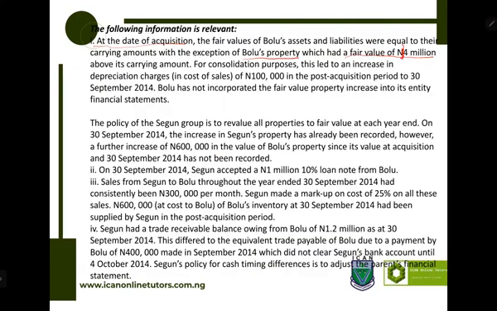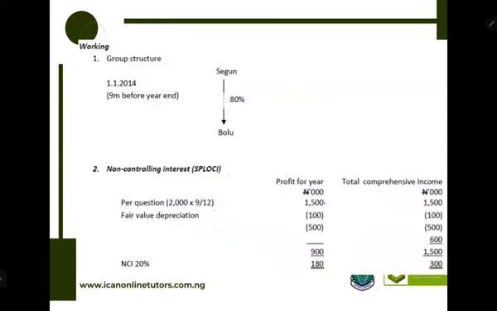And for that 4 million, they said for consolidation purposes, it has led to an increase in depreciation charge of 100,000 naira in the post-acquisition period, and Bolu has not incorporated the fair value property increase into its entity. It is that 100 that we call fair value depreciation, because we are told that it makes the fair value increase by 100. So we have to deduct it. That is the fair value depreciation that we have there.